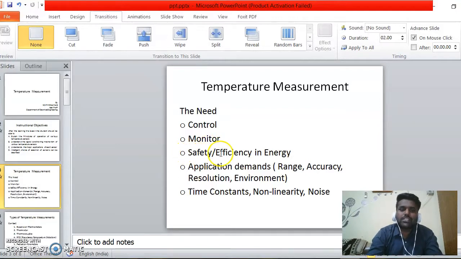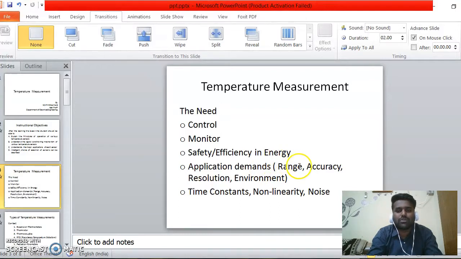Nowadays, the more important factor in industry processes is safety. So each and every temperature measurement system should be operated under safe conditions, and at the same time it should be operated in an energy efficient manner. The process we are carrying out in the temperature measurement should gain high energy efficiency. And certain application demands are also there, when we are deciding whether to use a temperature sensor for a particular application or not.